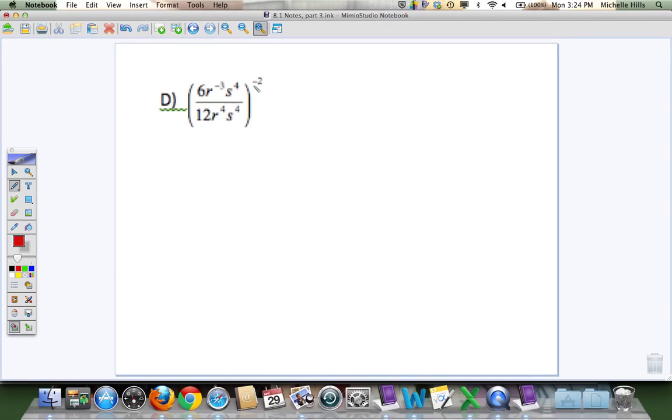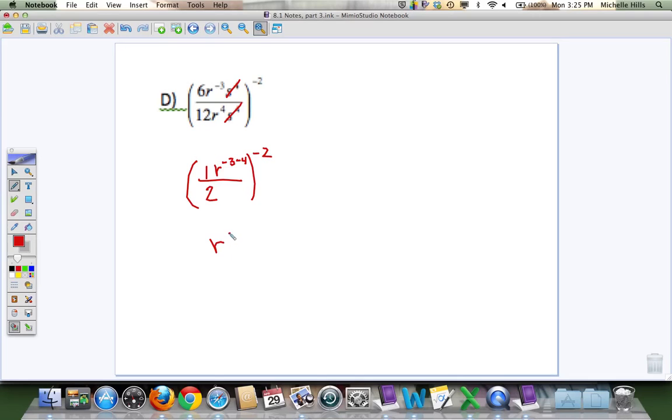In this case, as soon as I see negative exponents outside of the parentheses, I do everything I can to simplify what's inside before I worry about that exponent. I notice this s to the fourth divided by another s to the 4th. That's just 1, so those are going to cancel. 6 over 12 reduces to 1 over 2, and then I have an r to the negative 3 minus 4 power. Because if I'm dividing things with the same base, I subtract the exponents. And then I still have this negative 2 exponent out there.